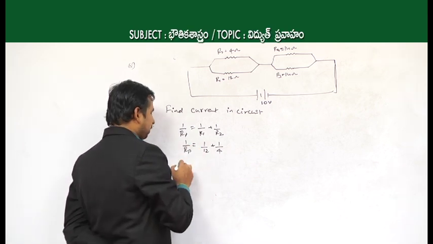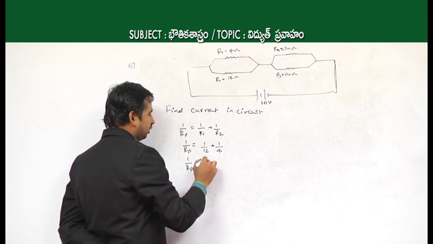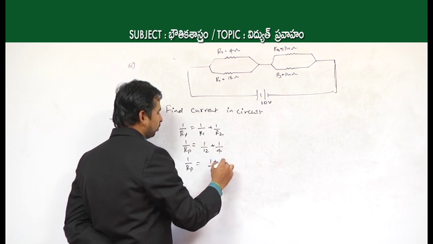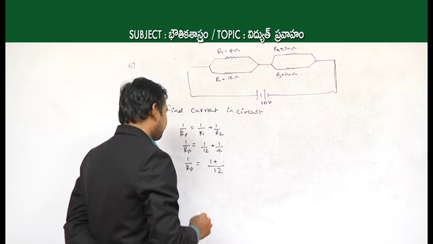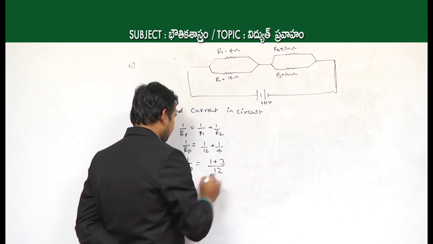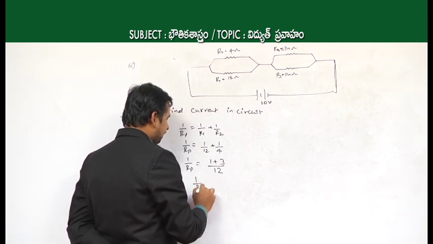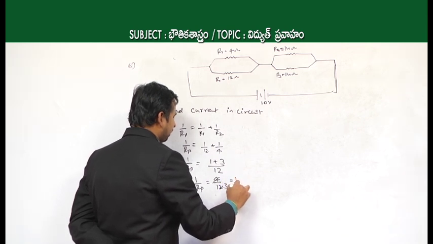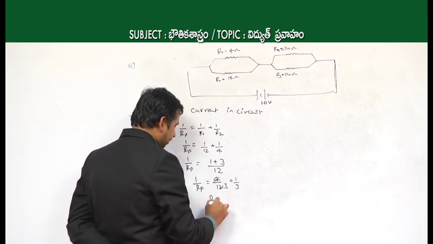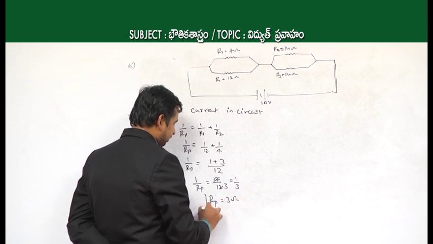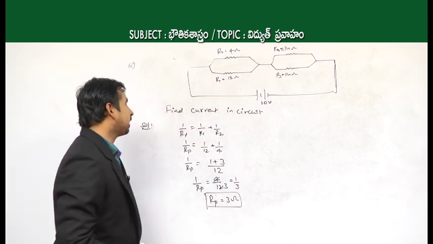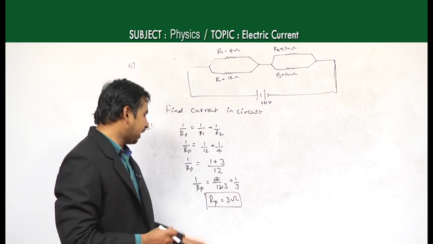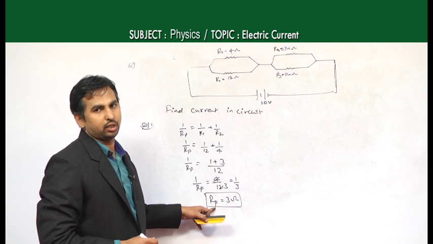If you take the LCM, 12, it becomes 1 plus 4 over 12, since 4 threes are 12. Then finally 1 by Rp equals 4 by 12, which means 1 by Rp becomes 1 by 3, so Rp is 3 ohms. So when 4 ohms and 12 ohms are connected in parallel, the final resistance we get is 3 ohms.